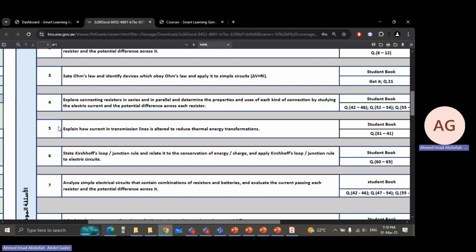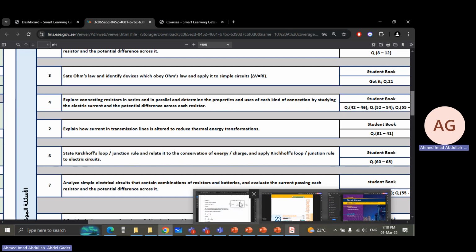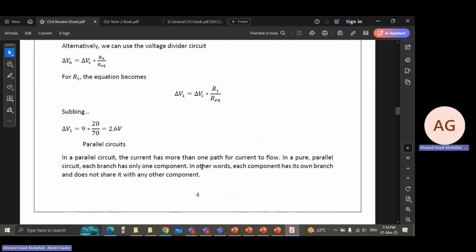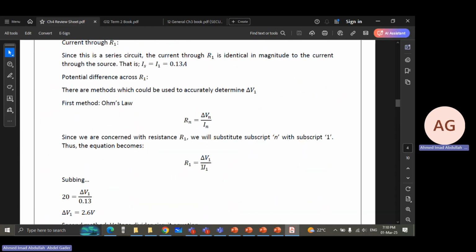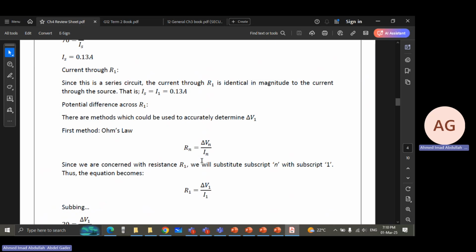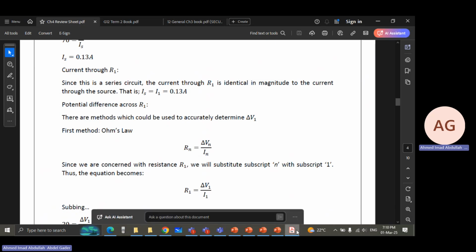Question number 3. State Ohm's law and identify devices which obey Ohm's law and apply it to simple circuits. Delta V equals IR. Ohm's law, one thing I would like to highlight: Ohm's law, R equals delta V over I.